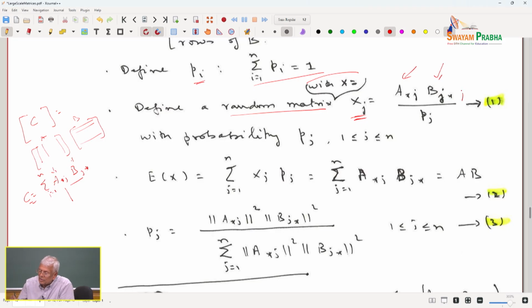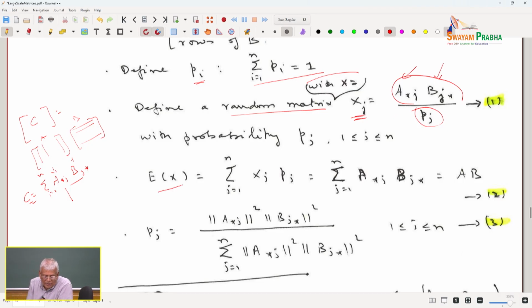So, this is the matrix. That matrix is scaled by the factor Pj. Pj is the sampling probability, sum of Pj is 1. So, this is the sampling now. So, what is Pj? Pj is the probability with which I pick the jth column of A and the jth row of B. So, I am going to combine the selection to get the outer product.